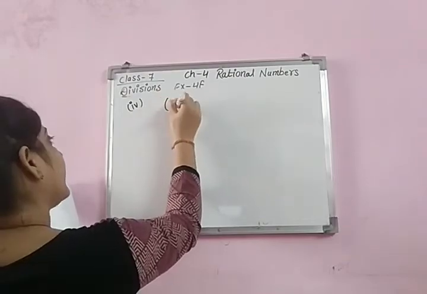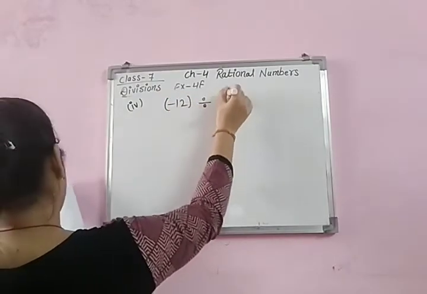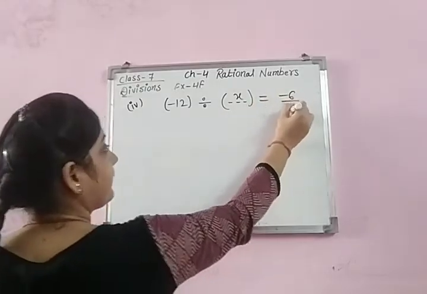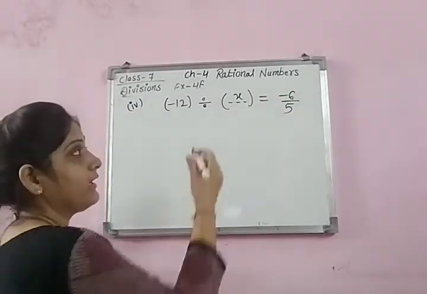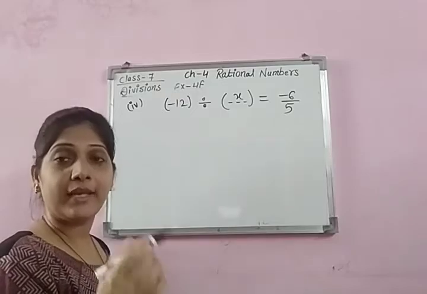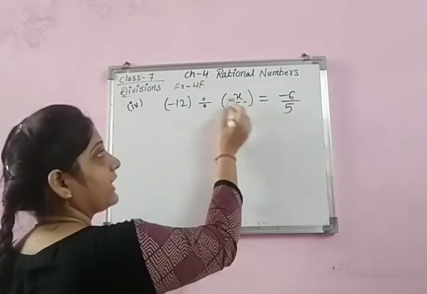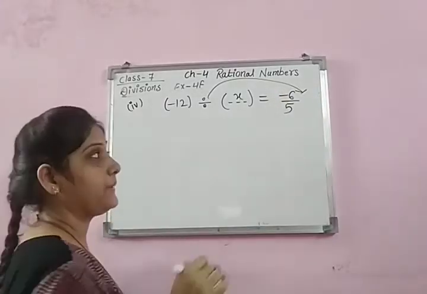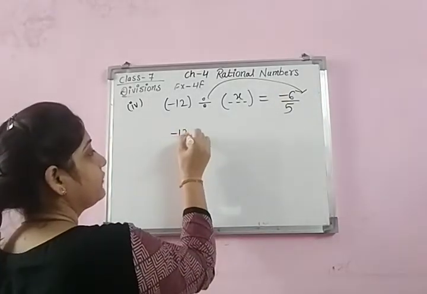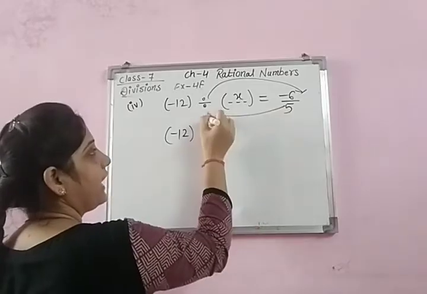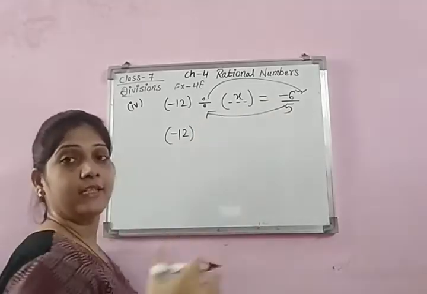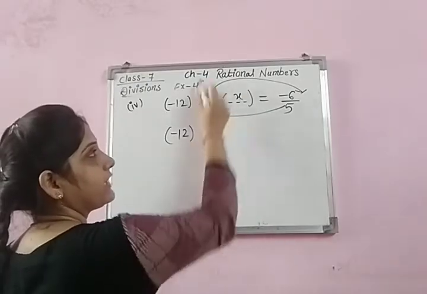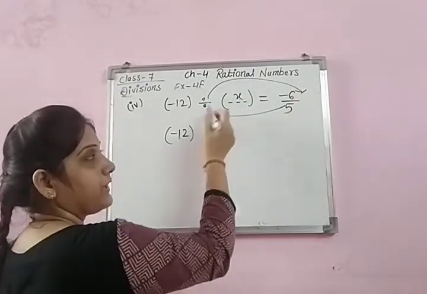Fourth, negative 12 divided by, let us take it, x equals negative 6 by 5. Now children, we have to keep the variable on the left, but it is division by x. So when division by x goes to the other side, it will become multiply x. So negative 12 here, and I have to shift this number to this side. Do you understand? I am interchanging the position. Division by x will become multiply, and this will come and become divide.